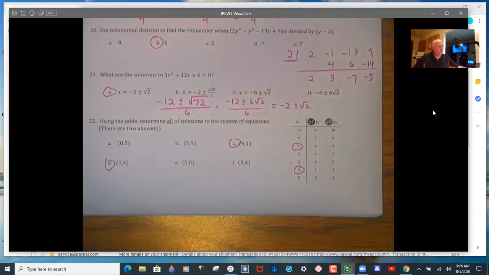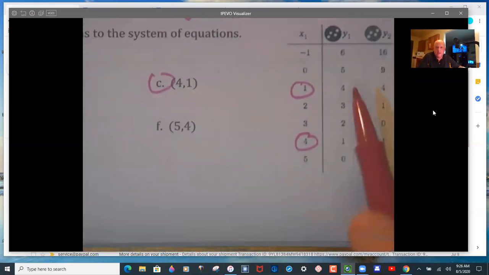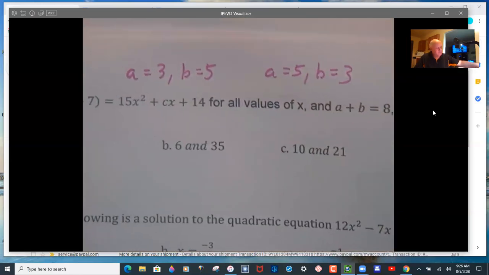Okay, find the points of intersection. I've shown you this many times. So the y's have to be the same. So that happens at 1, 4 and 4, 1. Okay, that's page down and many to go.